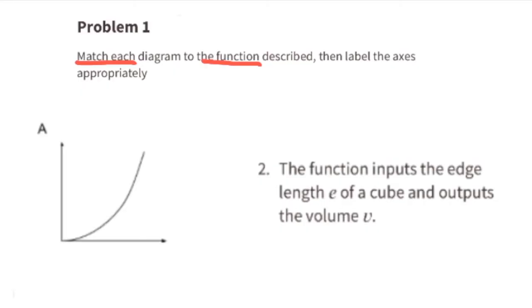The function inputs the edge length E of a cube and outputs the volume V. Edge length E would be the horizontal axis or the x-axis, and volume V would be the vertical axis or the y-axis. This graph shows that as the edge length of a cube, E, increases, the volume of the cube, V, also increases.